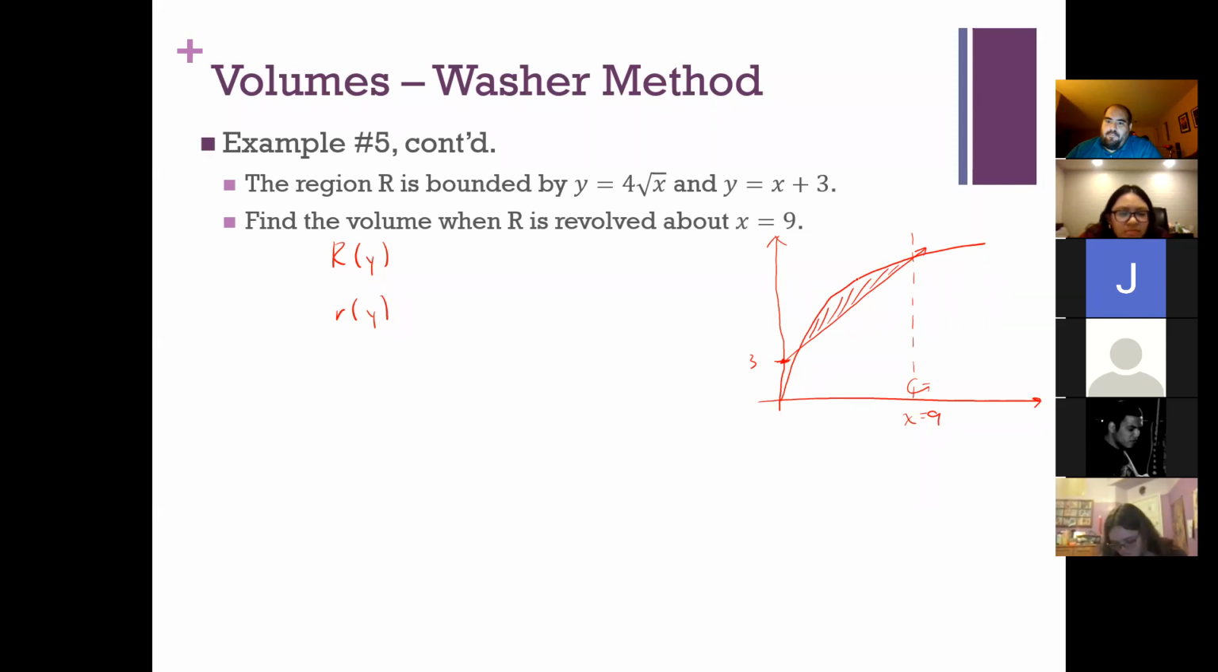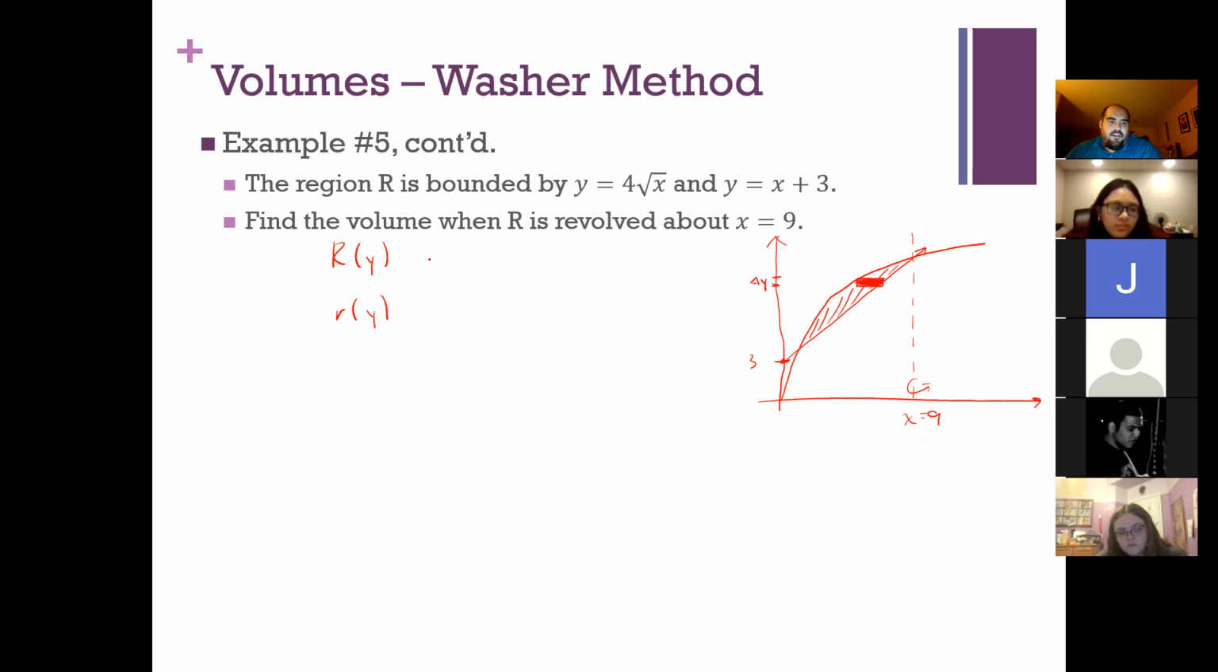Horizontal. So remember, that all comes from, that's a direct result of whatever our independent variable is. So since I'm using y as my independent variable, then this interval right here is going to be a delta y interval. So that thickness is going to be something vertical. All right, so we want to make expressions for the outer radius and the inner radius.